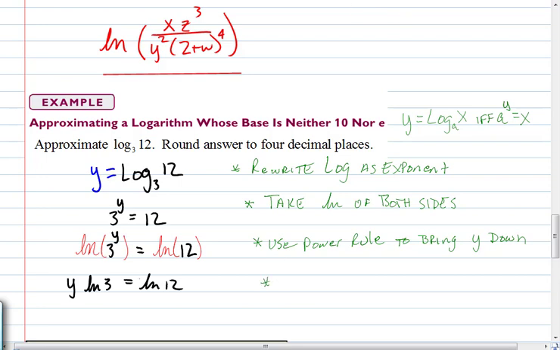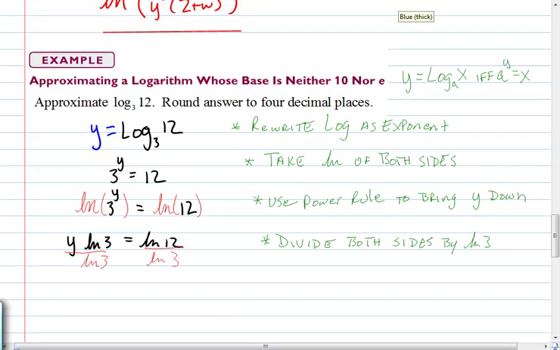So it's just a constant. When we have a variable times a constant, we're going to divide that constant off. So we divide both sides by the natural log of 3. What you do to one side, you have to do to the other. So we end up with y equals the natural log of 12 divided by the natural log of 3.